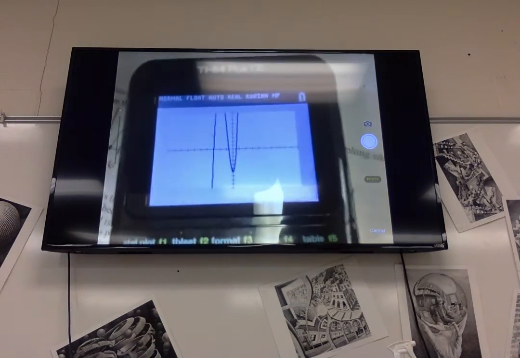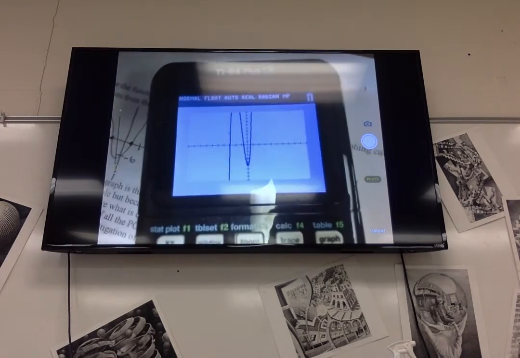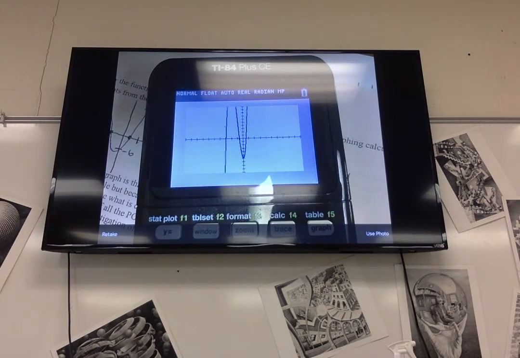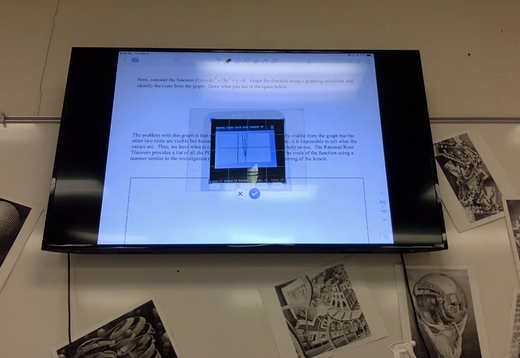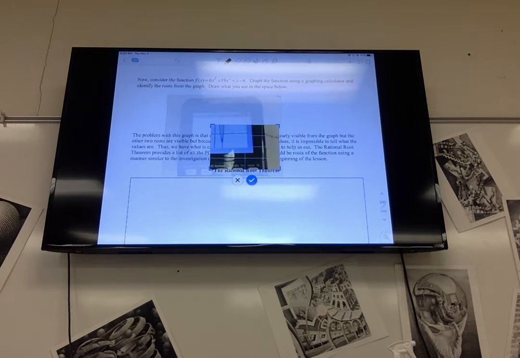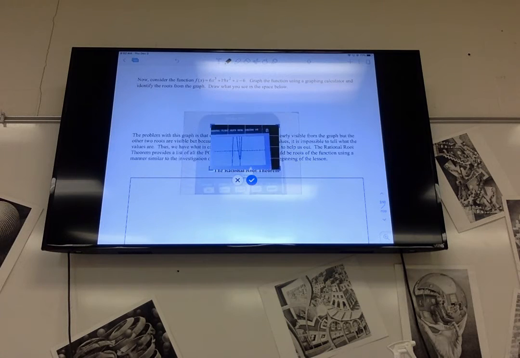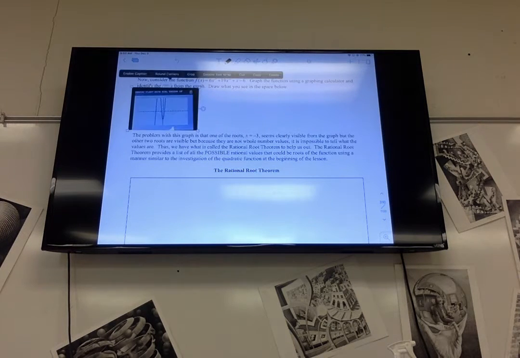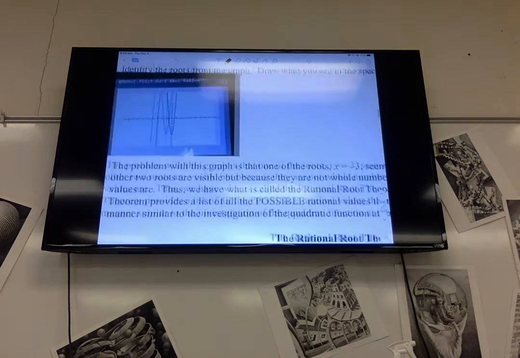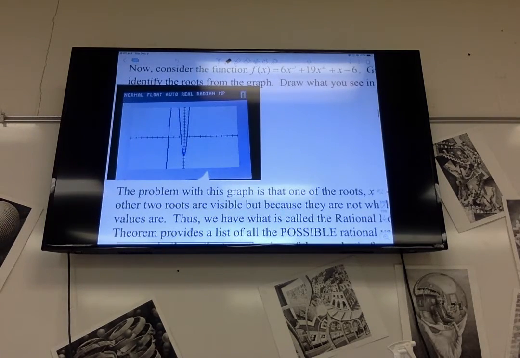Mine looks like this. You could have zoomed out a little bit if you wanted to. Is that what y'all got? So it kind of looks like that. You can kind of sketch it in there.